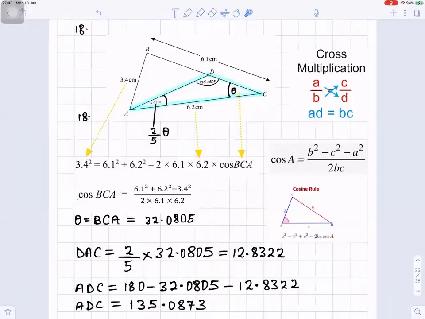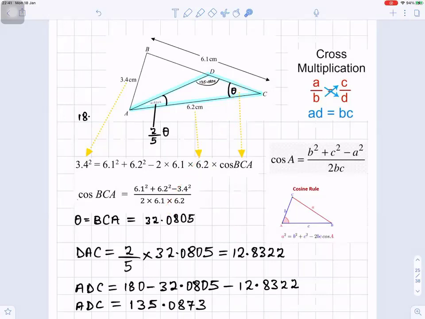So for question 18, for the first part we will look at the triangle ADC, and we would also look at the triangle ABC, the big triangle. So we would have 3.4 squared is equal to 6.1 squared plus 6.2 squared minus 2 times 6.1 times 6.2 times cosine of the angle, and I can call the angle theta. So cos BCA, that angle there, is 6.1 squared plus 6.2 squared minus 3.4 squared over 2 times 6.1 times 6.2. We're using this formula there. And that gives us that angle BCA to be 32.08.